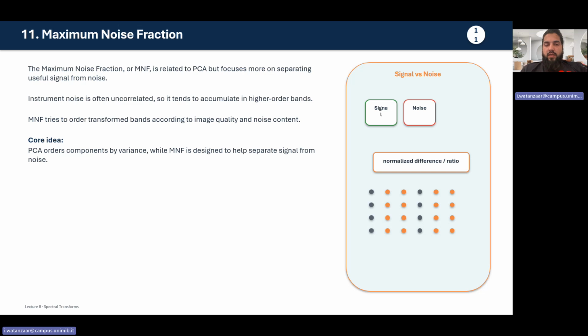But we have seen that PCA orders components by variance, and variance is definitely about the data, how much information it has. But here, what is the role of MNF, the maximum noise fraction? It is designed to minimize or separate the signal from the noise. Which noise? It is not the instrument or sensor noise, because we said it's uncorrelated and tends to accumulate in the higher order bands automatically. The idea is that in the higher order components there is still noise, and we would like to reduce that noise from the signals. This is the main idea of the MNF.